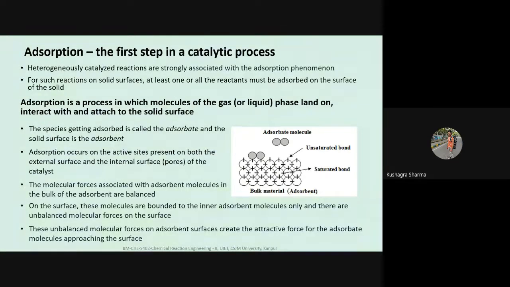Yes, ma'am. So yesterday, or the last class rather, we started talking about adsorption. And I had told you that adsorption is essentially the first step to a catalytic process. And that is why we need to study a bit of adsorption in our heterogeneous catalysis or heterogeneous reaction classes.